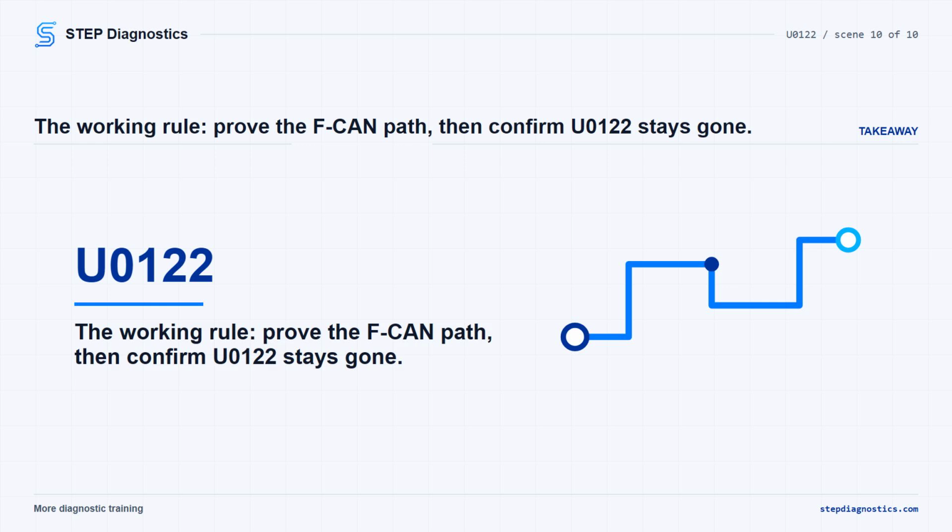The takeaway is simple. Prove the FCAN wiring path before making the software or module call.